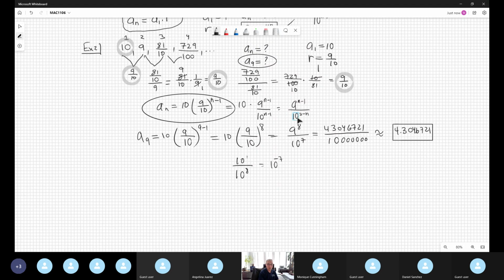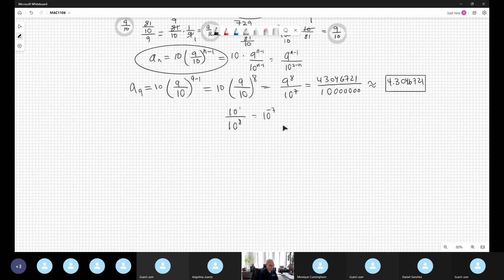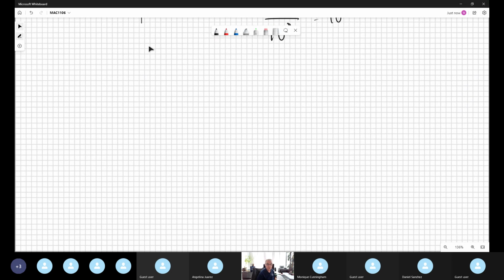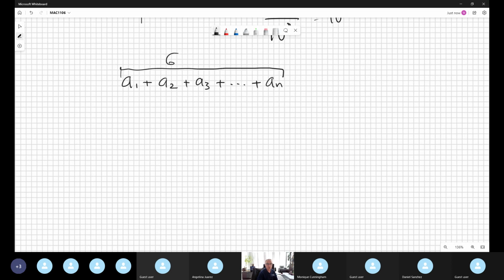However, we have another formula in order to find the sum. The sum formula that we studied before is different for geometric sequences. Suppose we have a1 plus a2 plus a3 plus up to a sub n, and they are a geometric sequence.